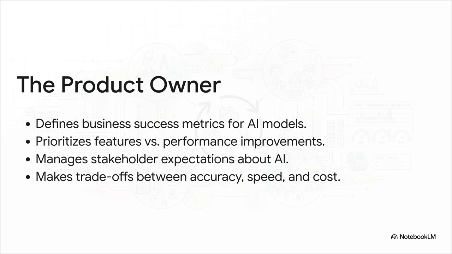They're not just taking a feature list. They are making really tough trade-off decisions, like, is it better to push for another 2% in model accuracy, or do we need to make it run twice as fast? The product owner makes that critical call.